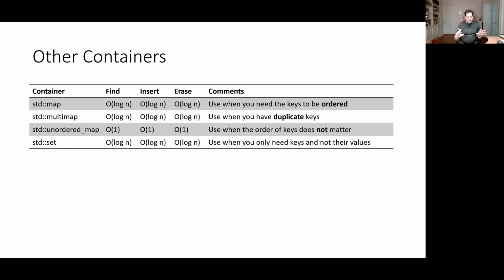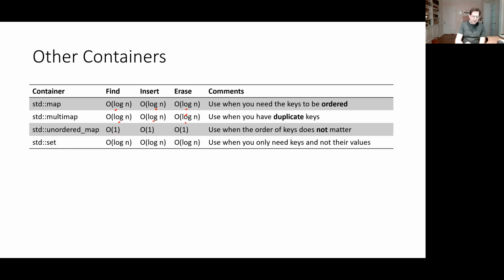Let me quickly summarize a bunch of very closely related data structures here. So we just talked about a map, which is a binary search tree. Find, insert, and erase are all log n, which hopefully you remember from ECE 244. Multi-map is the same. It just allows duplicate keys. So it's still a binary search tree. It has the same find, insert, and erase complexity.